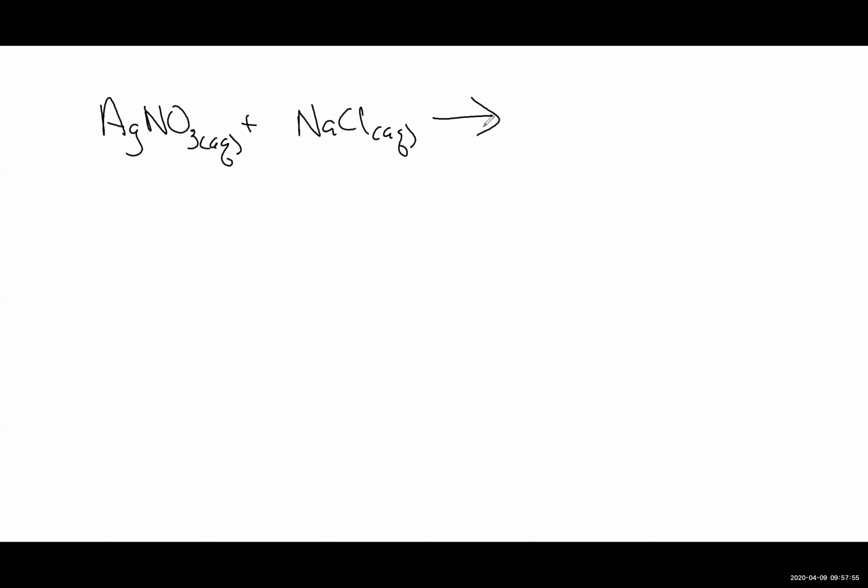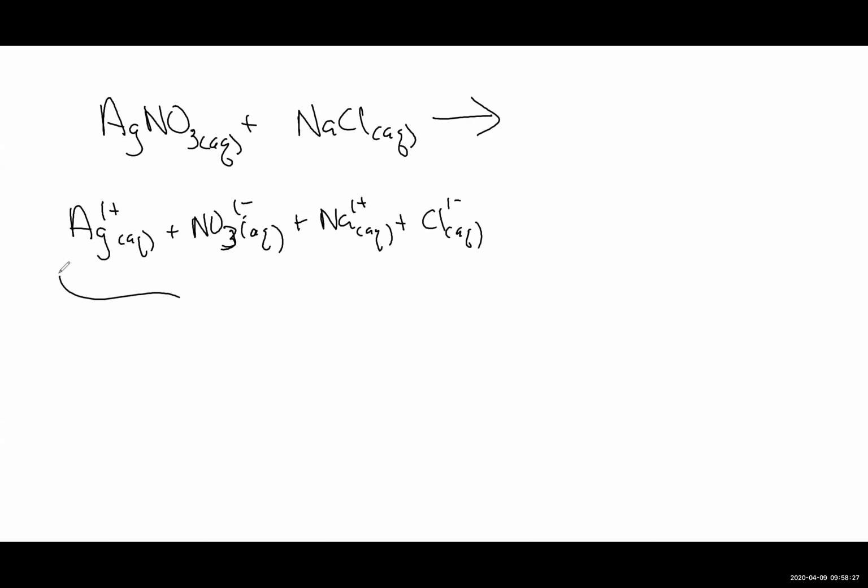Well, first of all, let's look at what we would have floating around in the solution if we had silver nitrate. If we had silver nitrate, what we'd basically have is silver ions floating around, and we'd have nitrate ions floating around. In silver nitrate, we'd have silver and nitrate ions floating around. And when we have sodium chloride aqueous, what that would mean is we have sodium ions floating around, and we have chloride ions. So these would be our reactants.